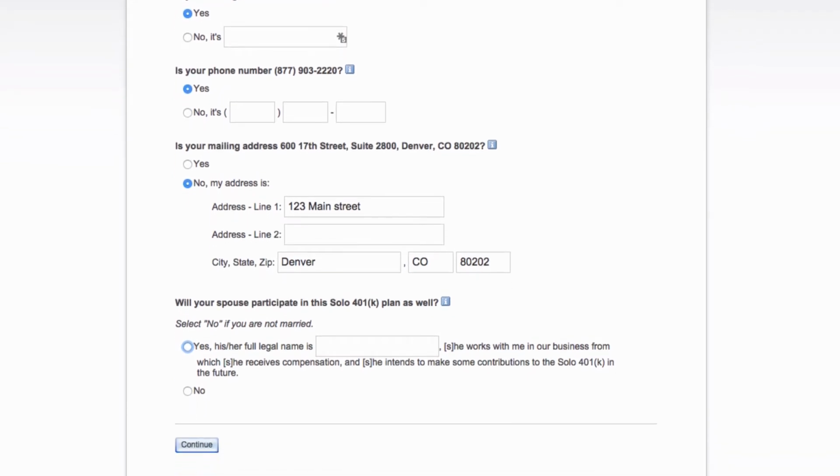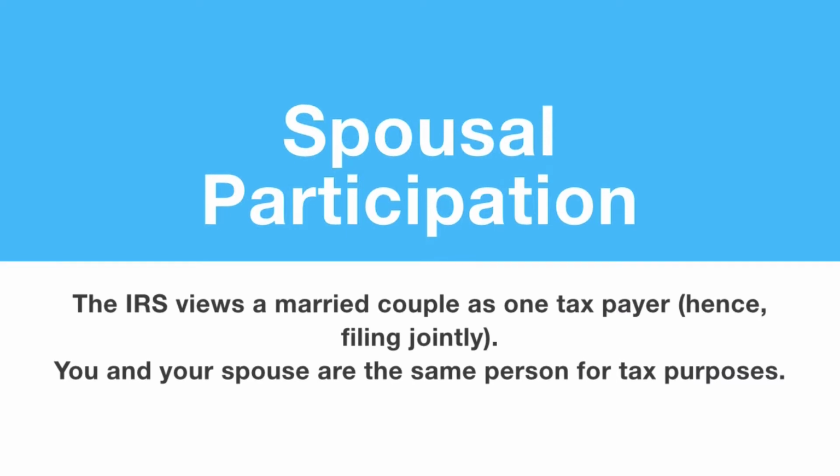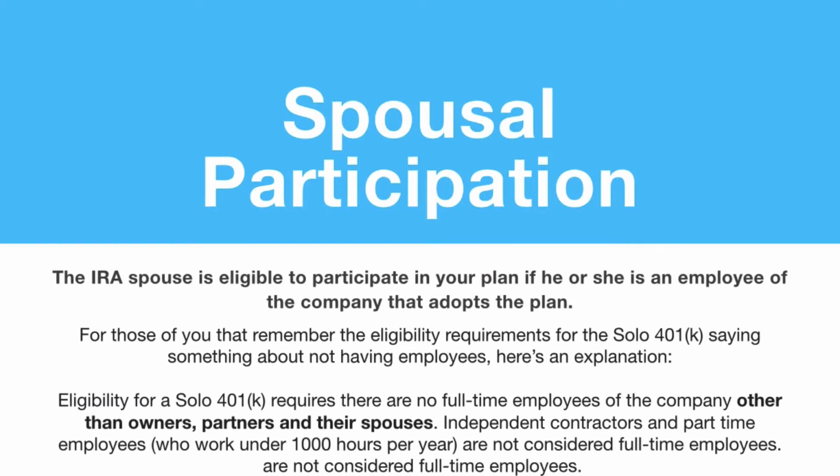Now the next thing, and something of great importance that we should talk about, is spousal participation in the 401k plan. So the IRS views a married couple as one taxpayer. You and your spouse are basically the same person in the eyes of the IRS. A common question that we get is, can't I just have a Solo 401k and my wife have a Solo 401k as well? And the short answer is no. You both have one Solo 401k together in which you both participate, since you and your spouse are considered the same person by the IRS.